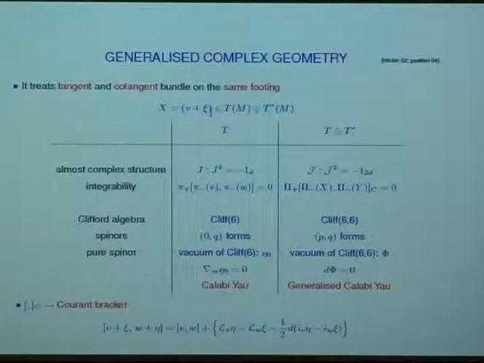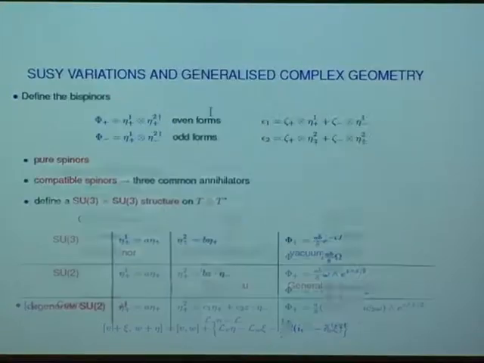The integrability of this structure now will be given in terms of a new bracket, which is the Courant bracket. It's just an extension of the Lie bracket on T plus T star. We can define spinors on this bundle. The algebra now will be Clifford(6,6), since there is no identification between upper and lower indices in the gamma matrices, and the spinors will be represented by sums of forms, and we will call a pure spinor a vacuum of the Clifford algebra. And if the manifold admits a closed pure spinor, the manifold will be a generalized Calabi-Yau. And this is exactly parallel to the standard Calabi-Yau condition which everybody knows.